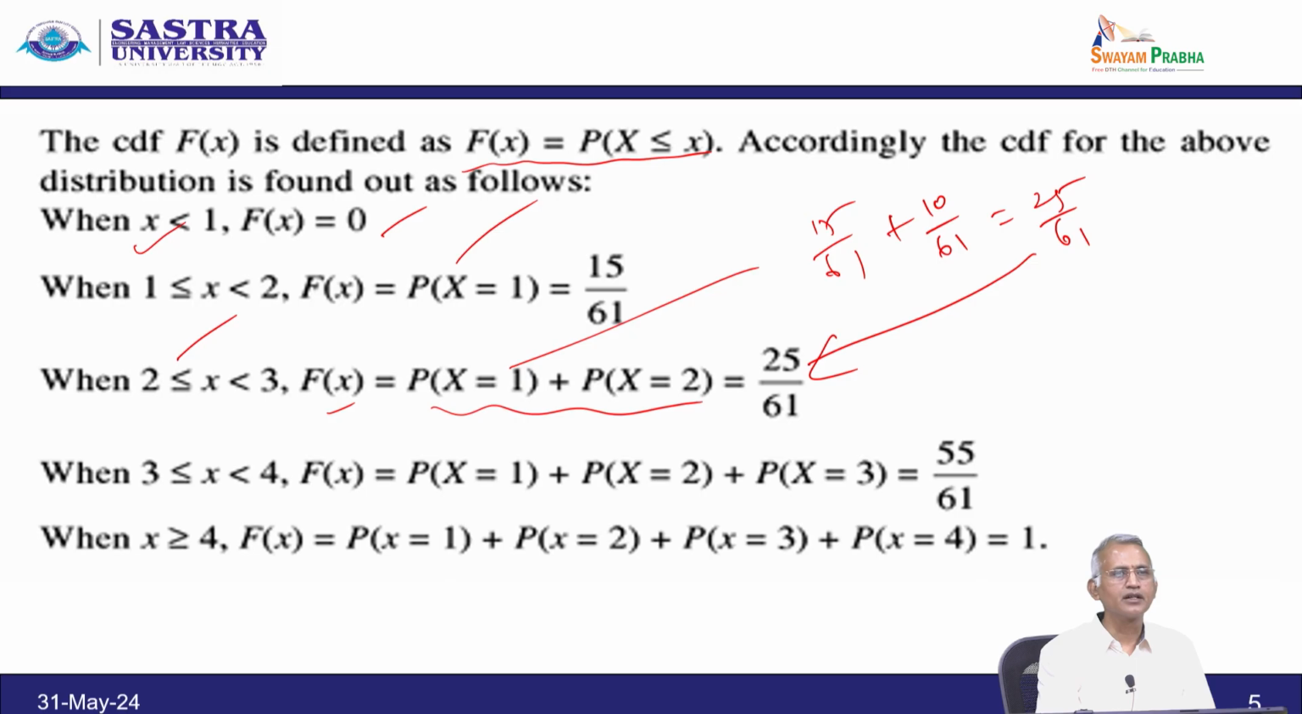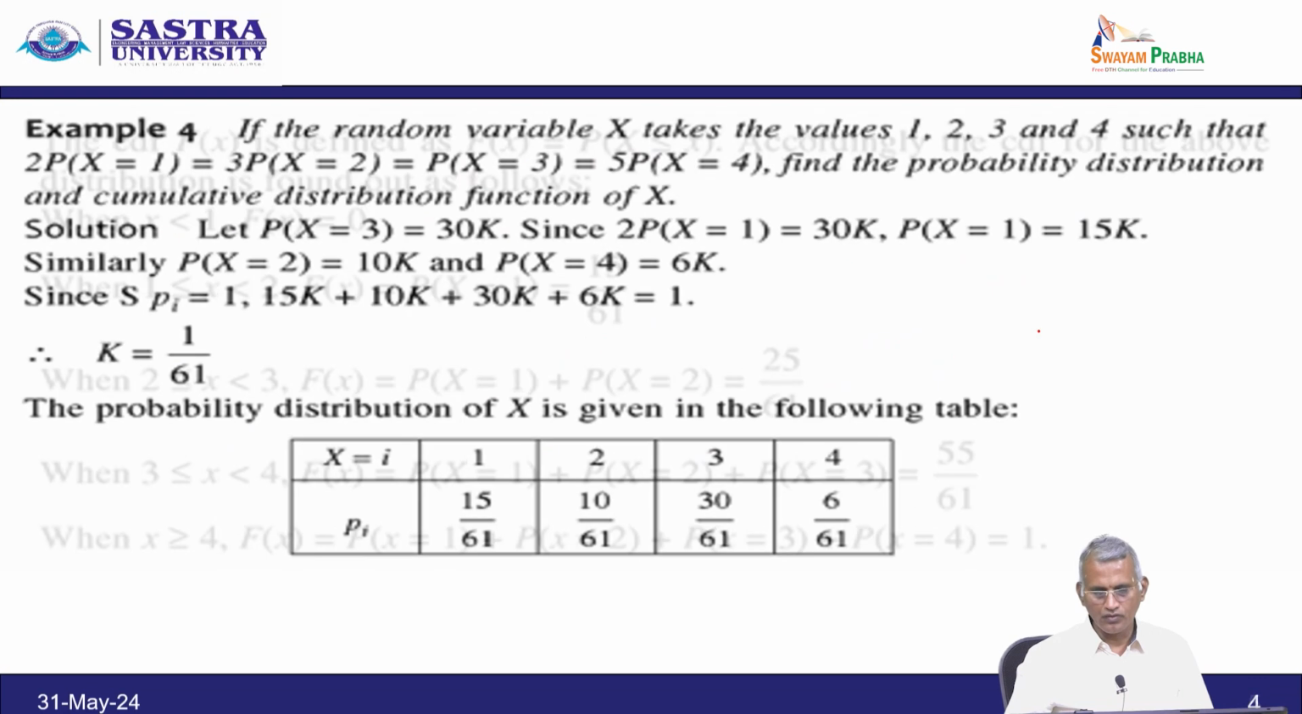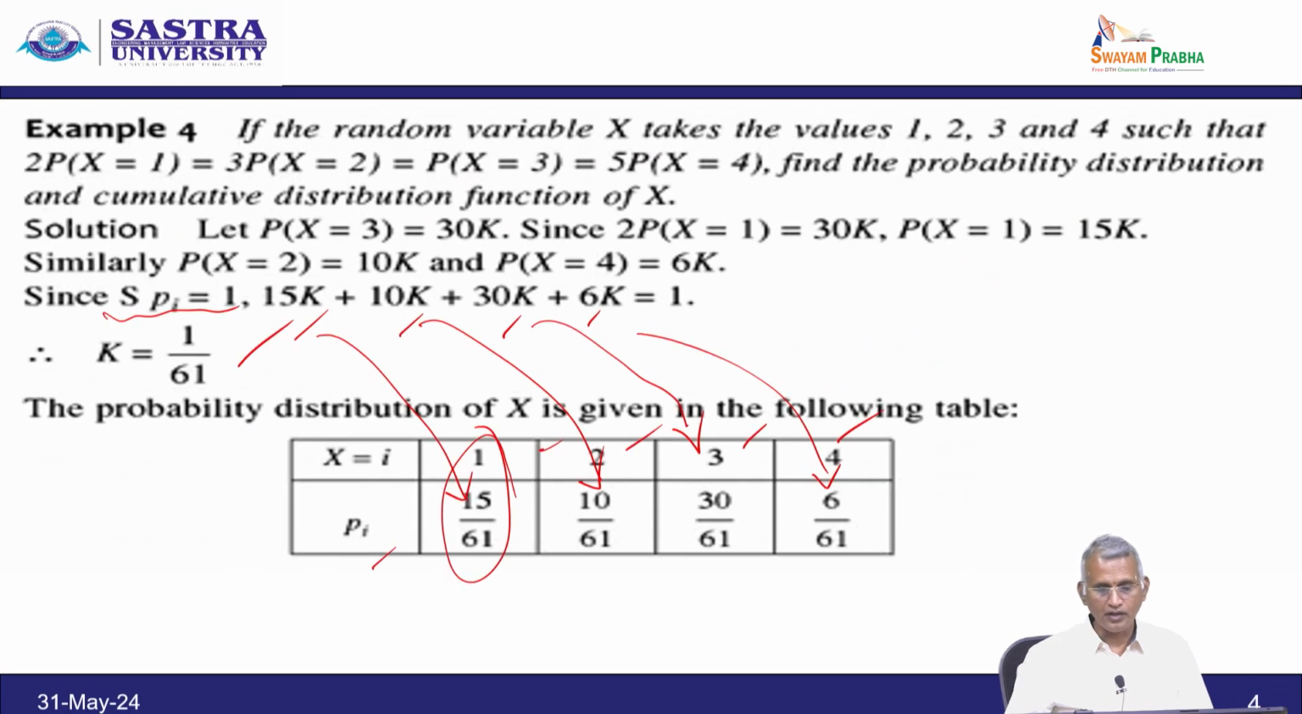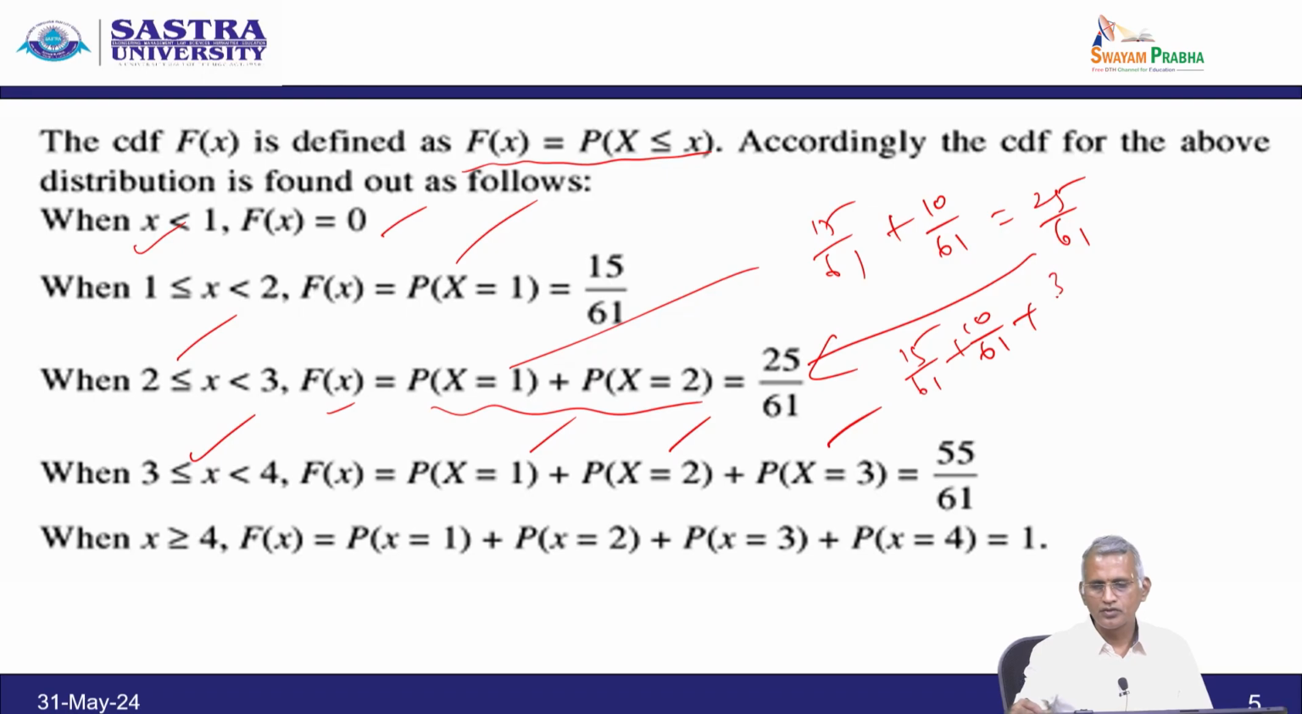Then the distribution function calculated from 3 to 4. F(x) is the probability of X=1, X=2, X=3. Therefore 15 by 61 plus 10 by 61, and we already found that the value corresponding to 3 is 30 by 61. So substituting 30 by 61 here and taking LCM 61, the numerator is 25 plus 30, which is 55. So that is the value when x lies between 3 to 4.